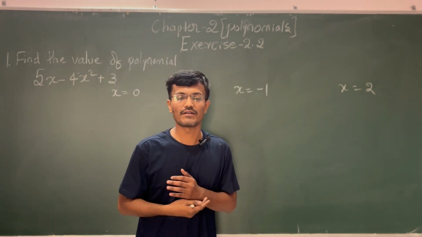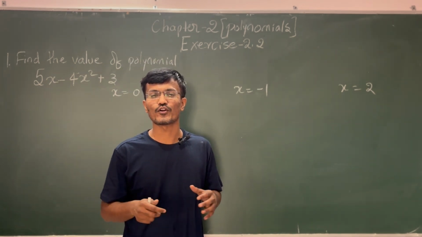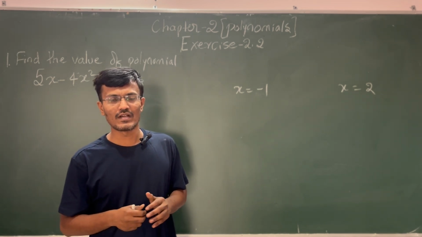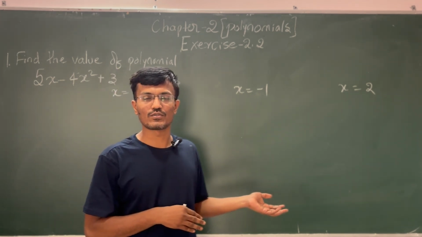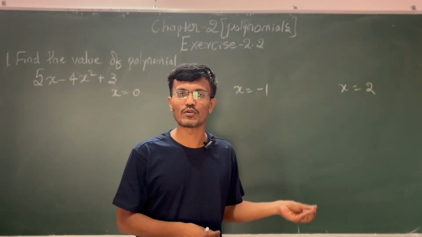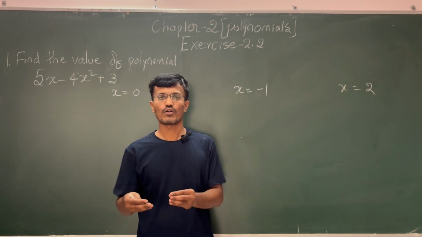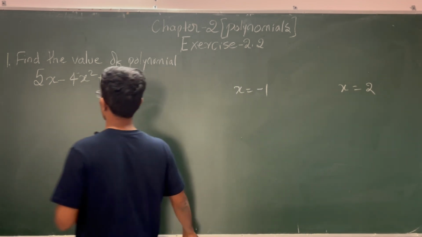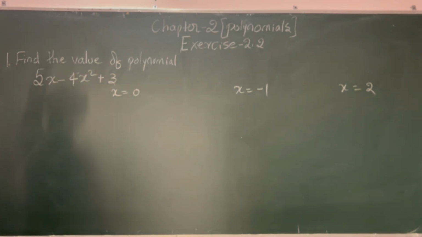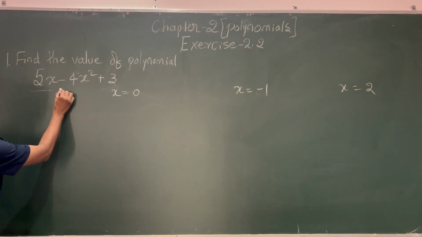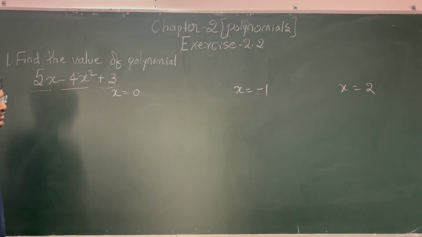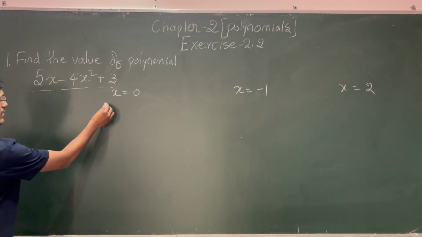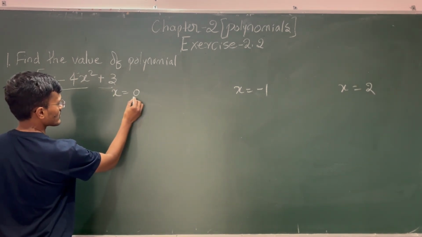And here you already studied polynomials in unit number 2, and in the last two classes you already studied exercise number 2.1. Now we will move on to exercise number 2.2. The first question is, find the value of the polynomial 5x minus 4x square plus 3. In this case, x is equal to 0.